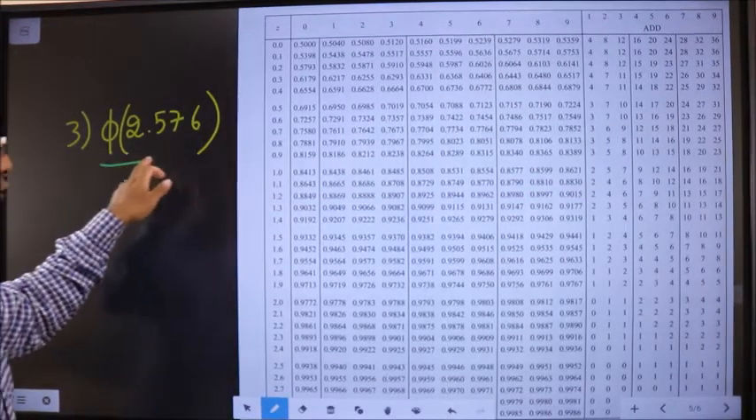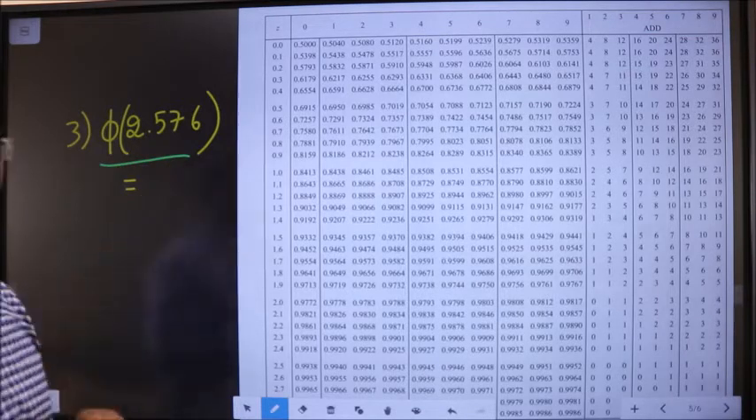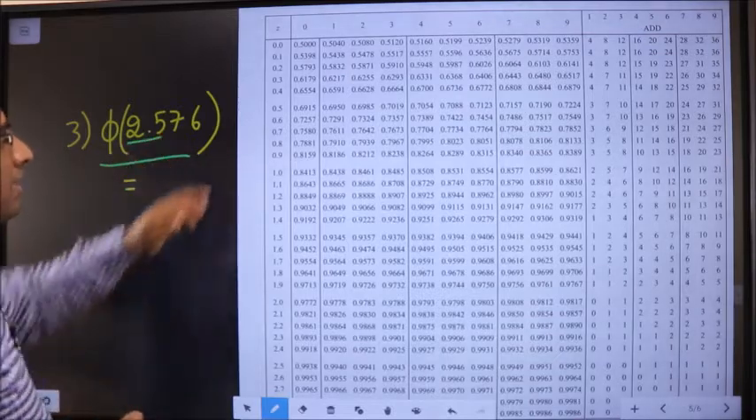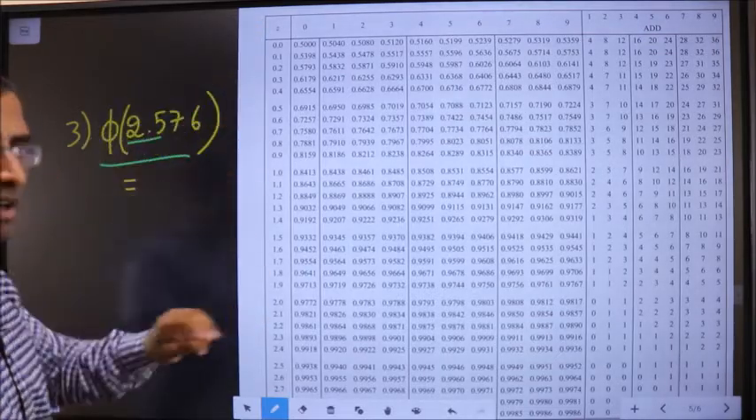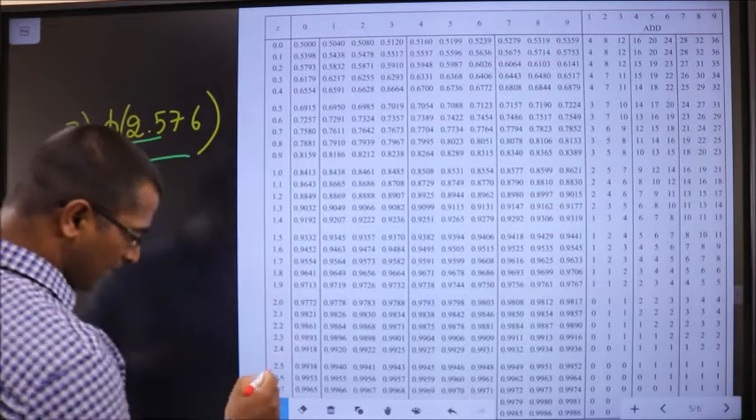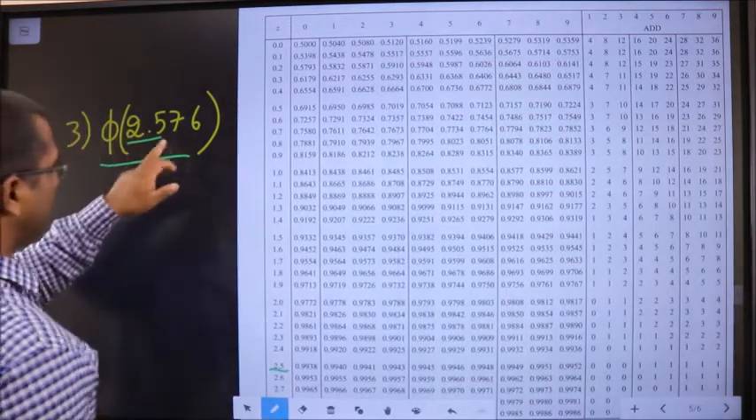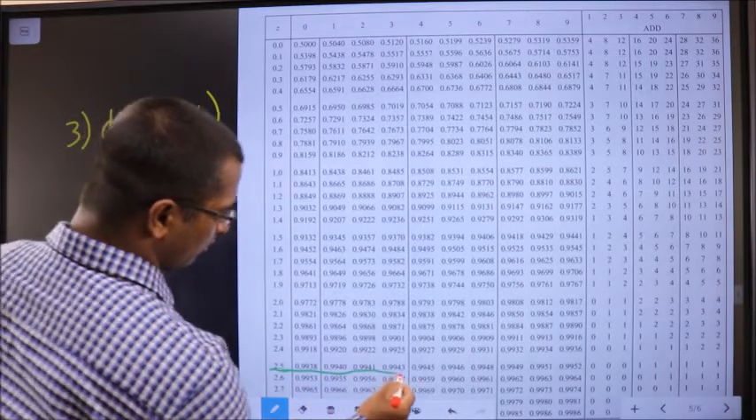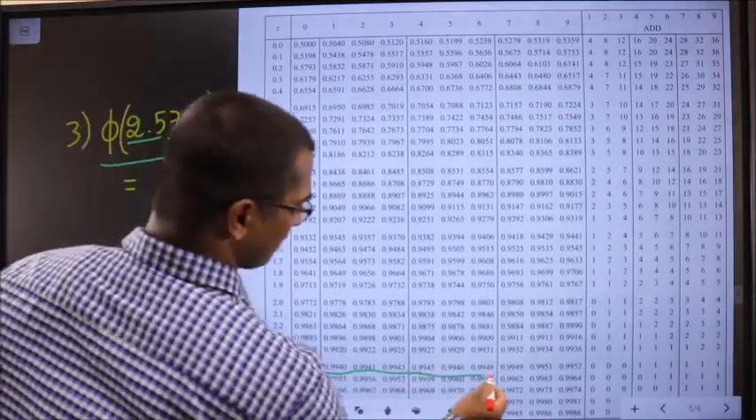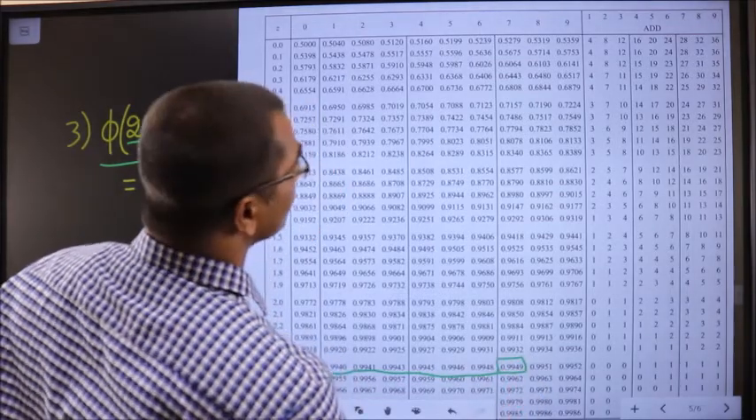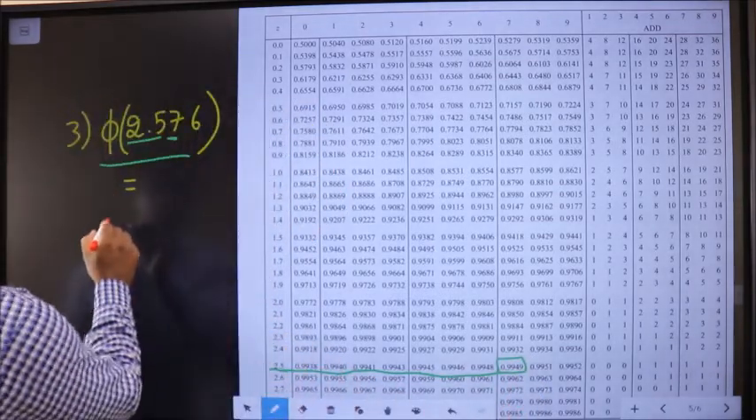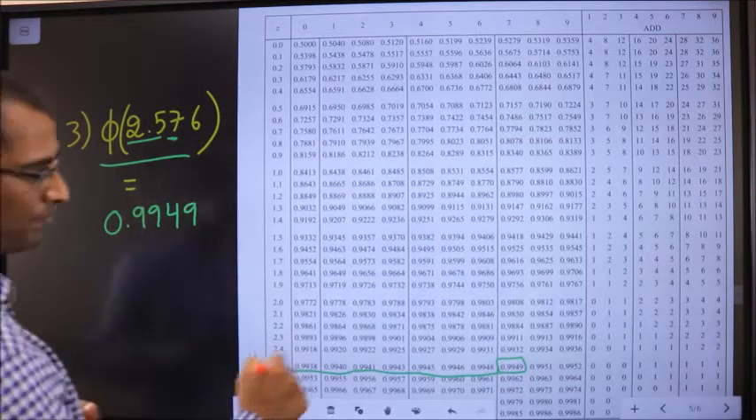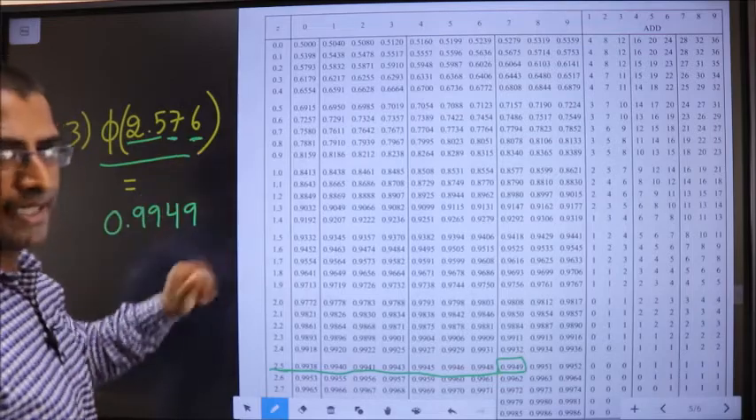Now phi of 2.576, how do we find? First look at this 2.5. In the first column, look for 2.5, that is over here. Next decimal is 7. So in the same row, stop at 7. So that is over here. Okay, which is 0.9949. Now the next decimal is 6.